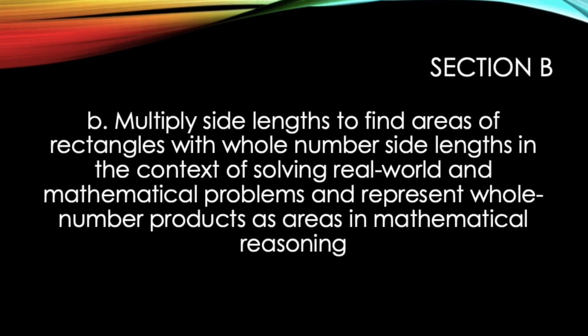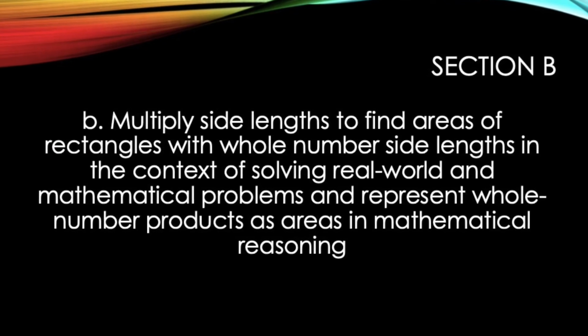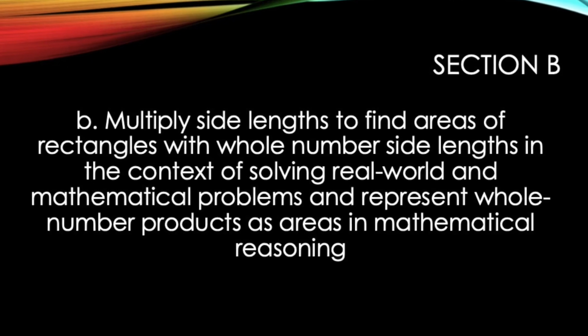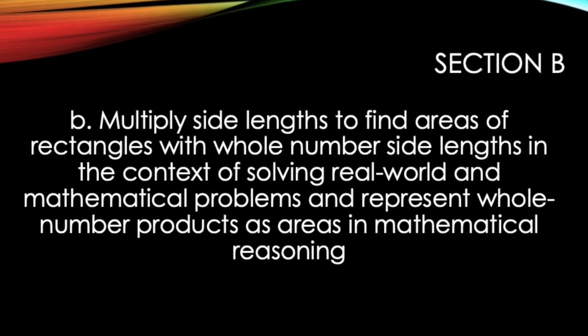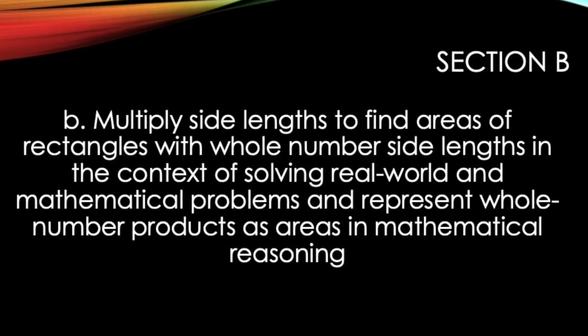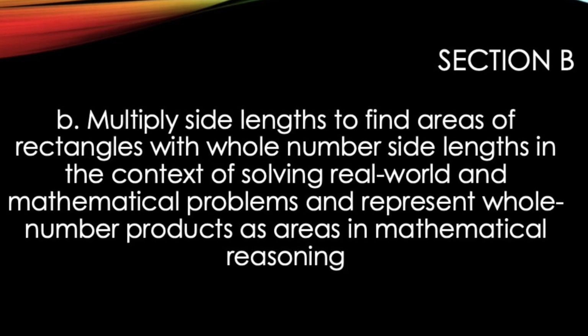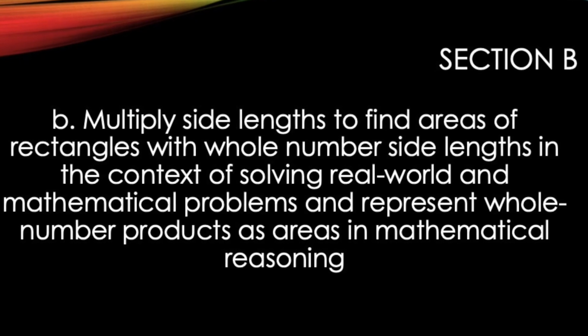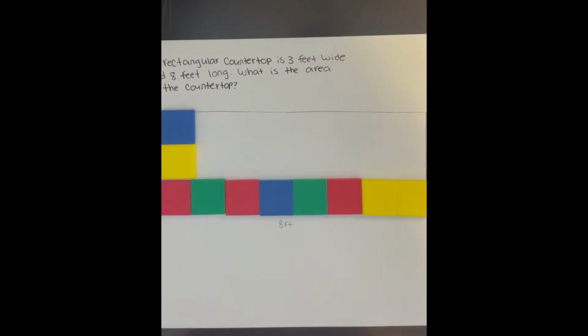Section B, multiply side lengths to find areas of rectangles with whole number side lengths in the context of solving real-world and mathematical problems and represent whole number products as areas in mathematical reasoning. Although counting the color tiles is a great way to find the area of a shape, it is not very time efficient. This next way will be much quicker for your students, and it is even the same way that they check their last answer.